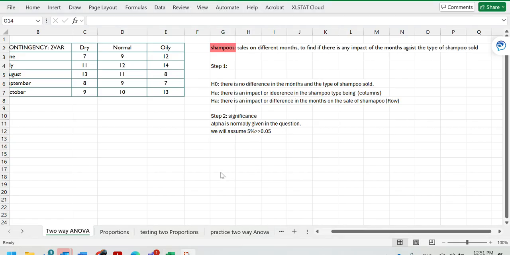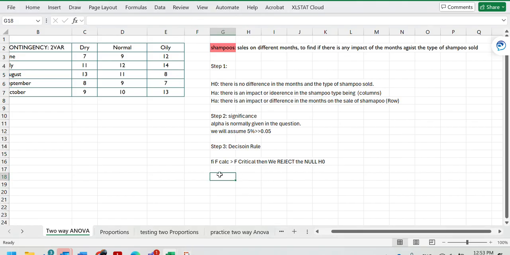Next is our decision rule, right? So step 3 is the decision rule. What is our decision rule? If F calculated is greater than F critical, then we reject the null. If the calculated is greater than the critical, we reject the null. Let's go to the next step. Our next step is to calculate.